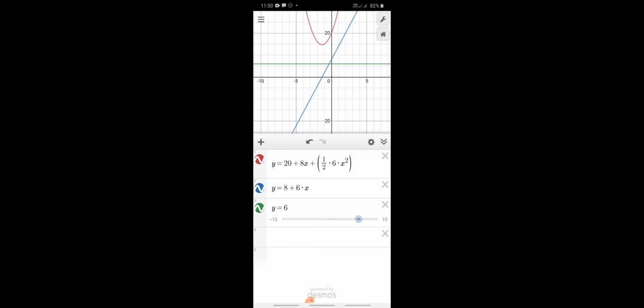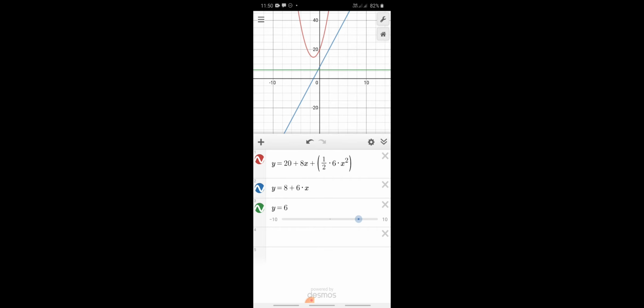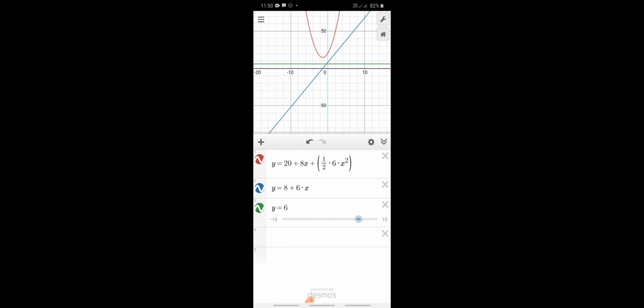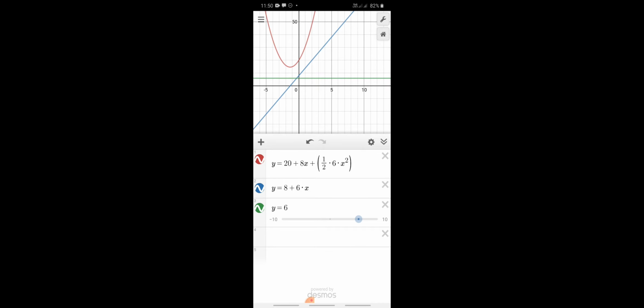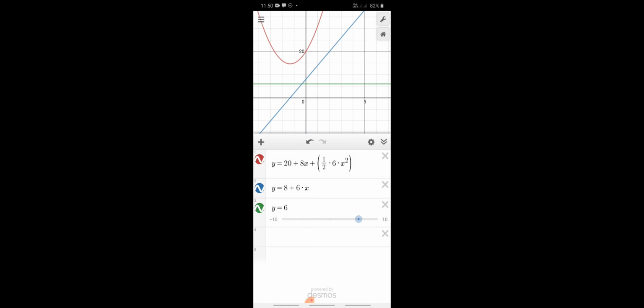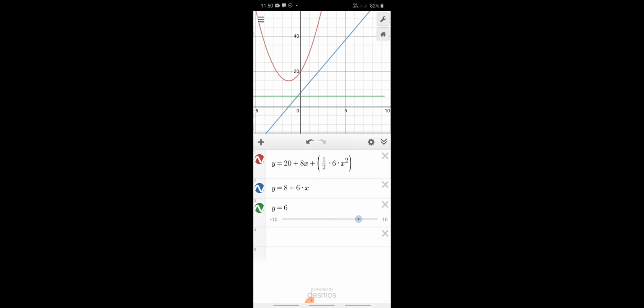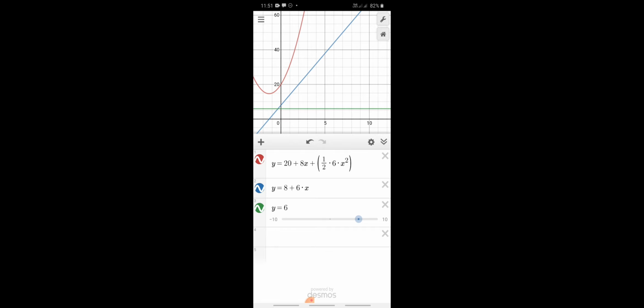You started your motion around 20, and the velocity graph is the blue line. The blue line represents the velocity time graph, and the green line represents the acceleration graph. The initial starting point was 20. You had a starting velocity of around 8, and you had an acceleration of 6. So that's how the graph looks, and we will come back to this graph in a couple of minutes.